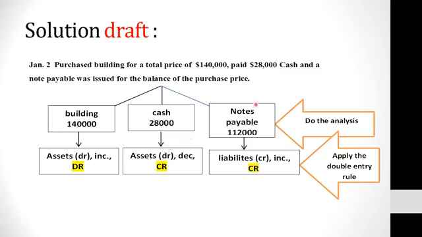How about notes payable? Notes payable is a liability. It is normally credit and it increased here. Before January 2, we didn't have any liability, and by now we have 112,000 as notes payable, so you increased your liabilities. When a normally credit account increases, it stays in the credit, or you place it in the credit side like this.